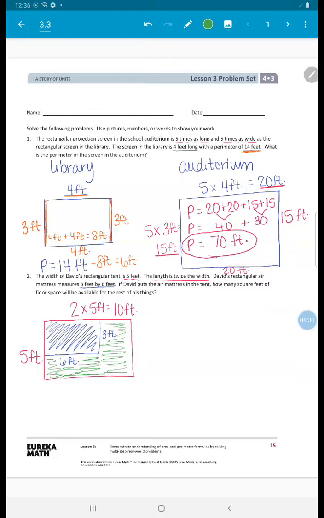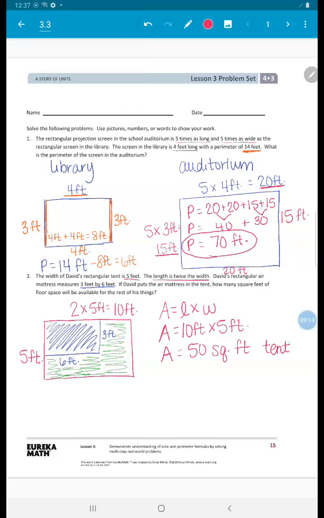So I'm first going to have to find the area of David's tent. Area equals length times width. His tent is 10 feet long times 5 feet wide. 10 times 5 equals 50. So his area of the tent is equal to 50 square feet. That's the total amount of space that he has in the tent.